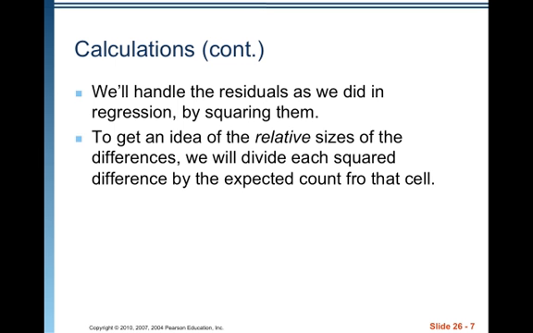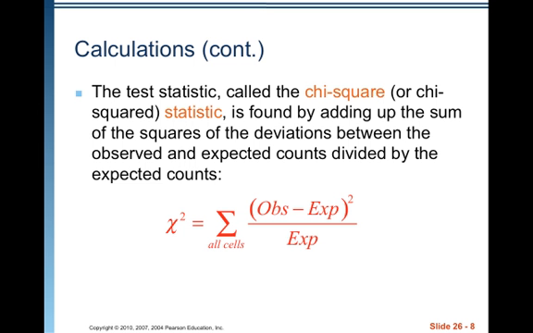To get an idea of the relative sizes of the differences, we will divide each squared difference by the expected count for that cell. The test statistic, called the Chi-Sq or Chi-squared statistic, is found by adding up the sum of the squares of the deviations between the observed and expected counts divided by the expected counts. So Chi-square, that's the symbol for Chi-square, equals the sum across all cells of the difference between observed and expected, squared, divided by expected.